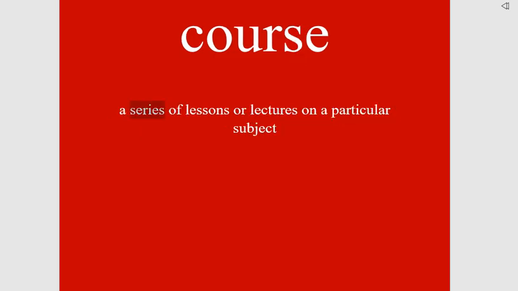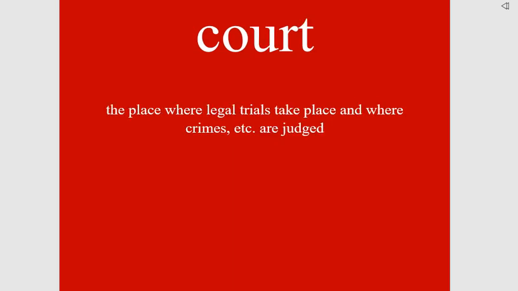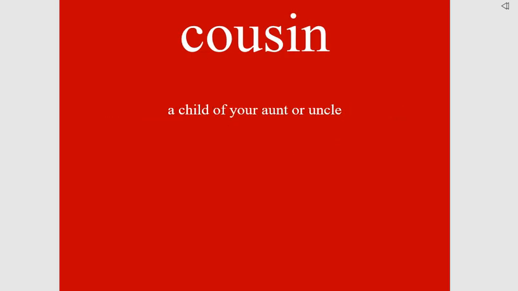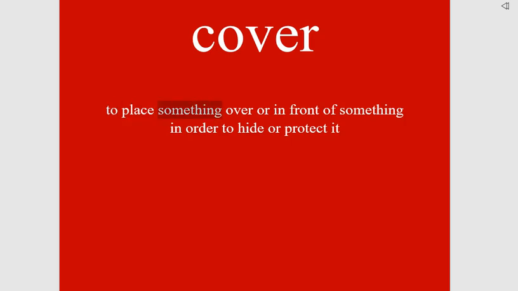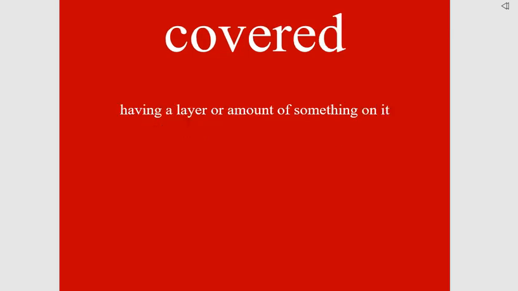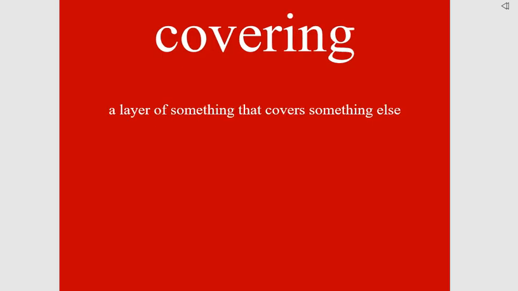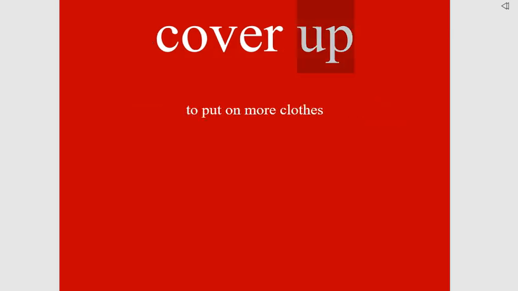Course. A series of lessons or lectures on a particular subject. Court. The place where legal trials take place and where crimes, etc. are judged. Cousin. A child of your aunt or uncle. Cover. To place something over or in front of something in order to hide or protect it. Covered. Having a layer or amount of something on it. Covering. A layer of something that covers something else. Cover up. To put on more clothes.